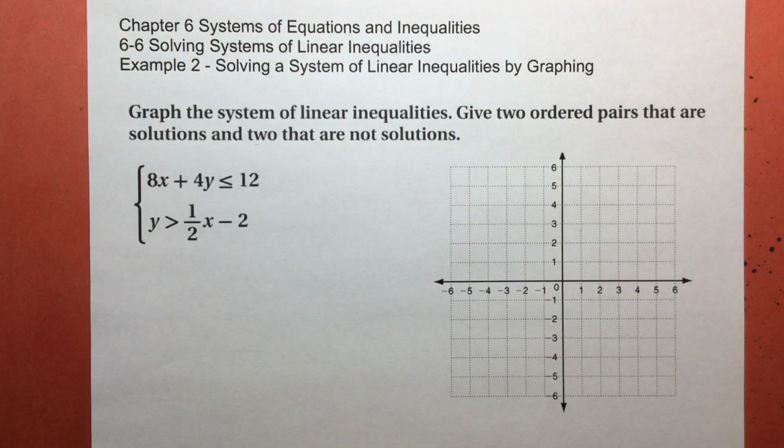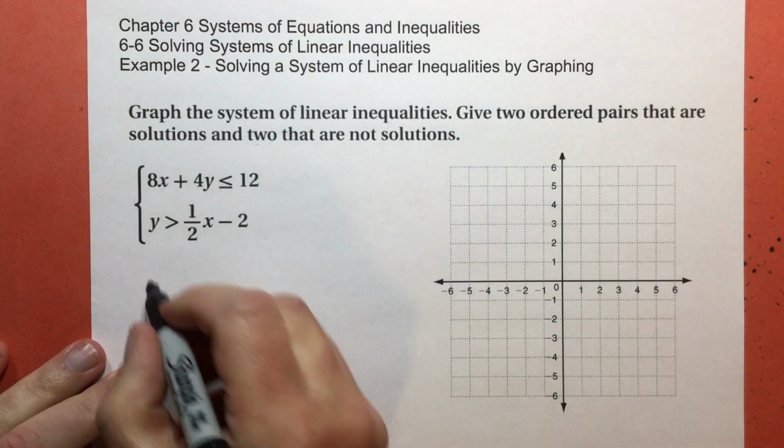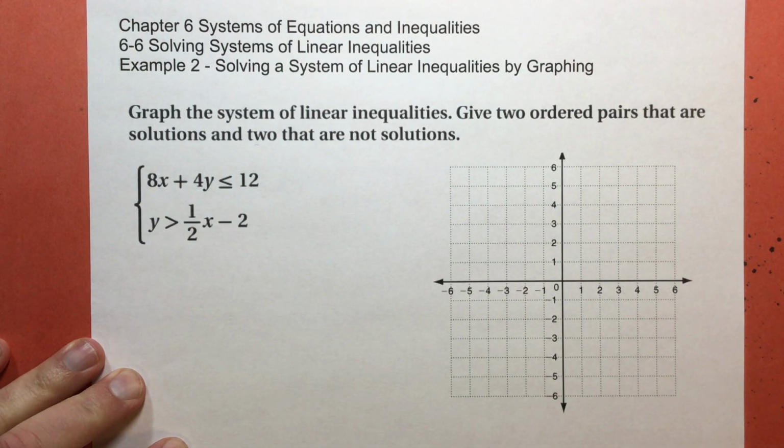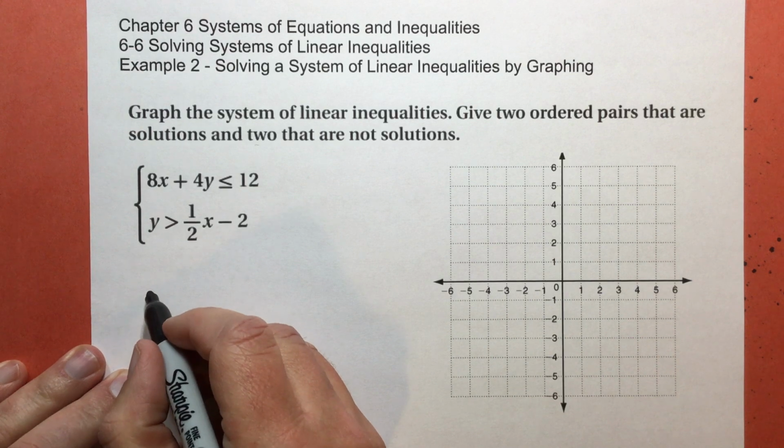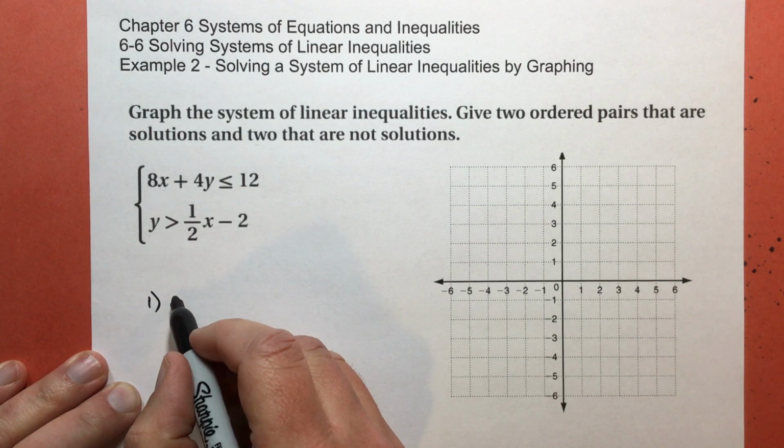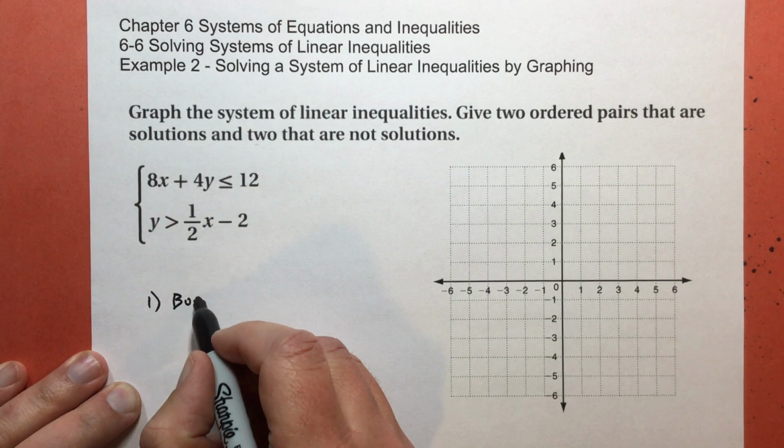Hello, we are working in Chapter 6, Section 6, Solving Systems of Linear Inequalities. We are going to be graphing each system, and I'm going to explain what each part means as we do it. So there are three things that I need to do for each inequality. I'll list them right here. The first thing I'm going to do is try to find out where the boundary line is.